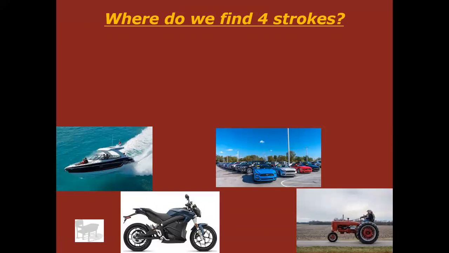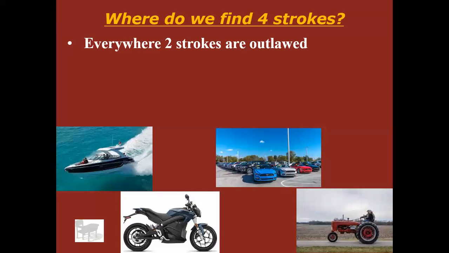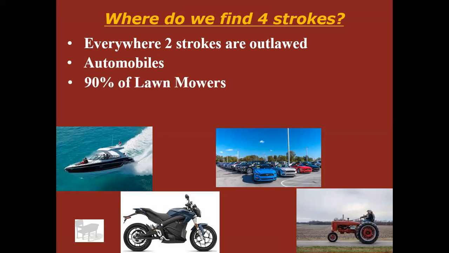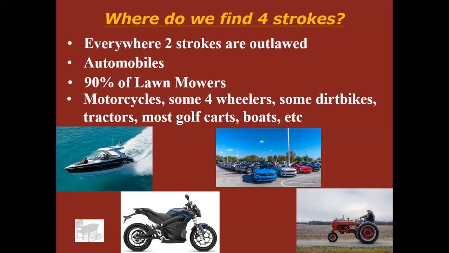So again, where do we find four strokes? Well, my basic answer to this is everywhere two strokes are outlawed or banned. So boats, cars, motorcycles, tractors, lawnmowers, any four-wheelers, trenchers, whatever you could think of, probably has a four-stroke engine, except for a couple things. We'll talk about that in another slide. Automobiles, of course. So pretty much everything, especially if it's made in the last 20 years.